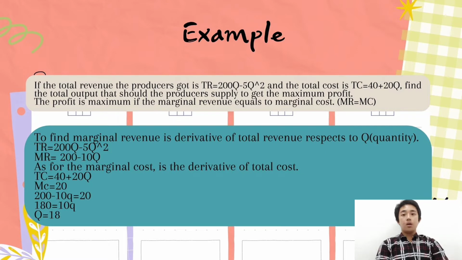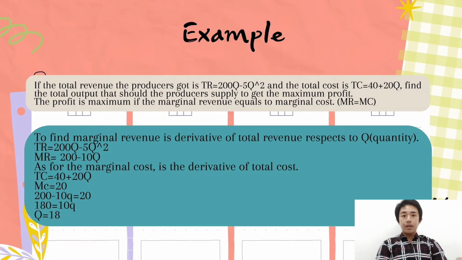So TR equals 200Q minus 5Q square, and MR equals 200 minus 10Q. Remember, it is a derivative. So MR is the derivative of TR, so it is 200 minus 10Q. As for the marginal cost, it is the derivative of total cost. TC equals 40 plus 20Q. That means the marginal cost is 20, because it is the derivative of total cost.